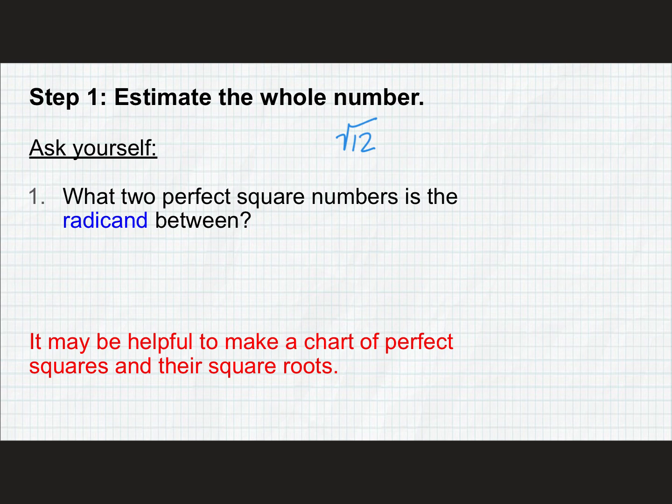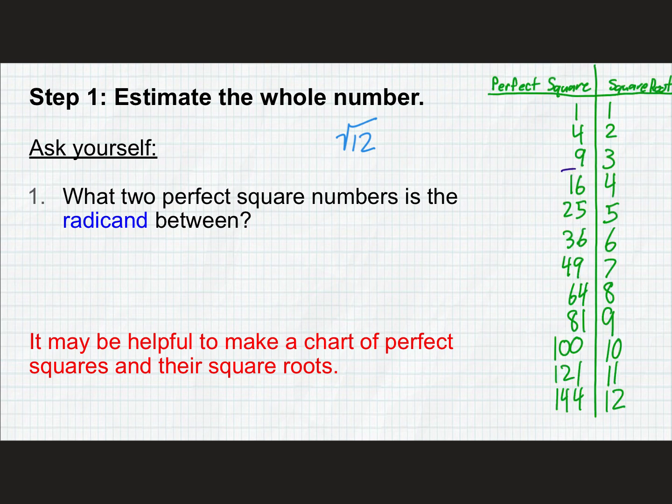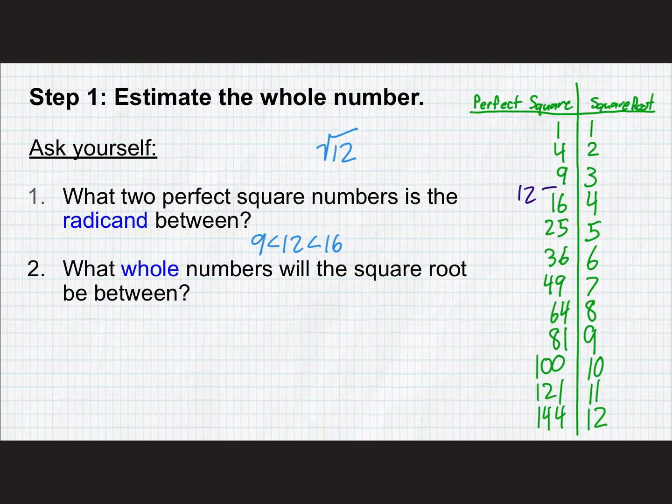It may be helpful to make a chart of perfect squares and their square roots for this step. Now if you make this chart, you will see that 12 is between the perfect squares 9 and 16. Otherwise, you will need to use the guess and check method. Now you must decide what whole numbers the square root will be between. The square root of 9 is 3 and the square root of 16 is 4, so the square root of 12 must be between 3 and 4.